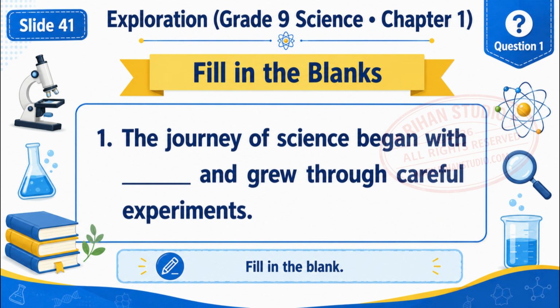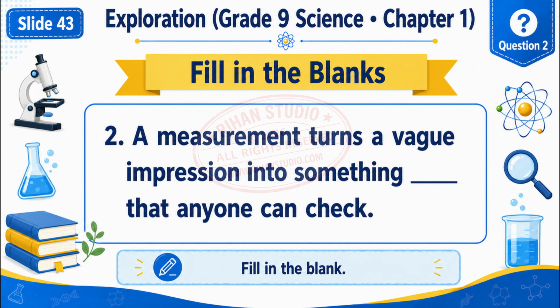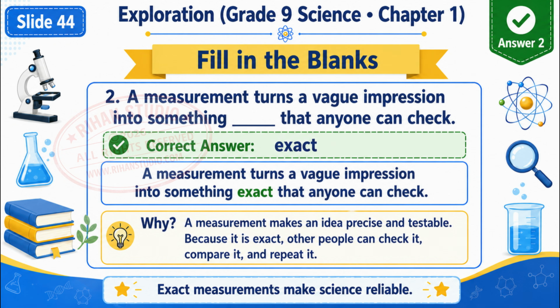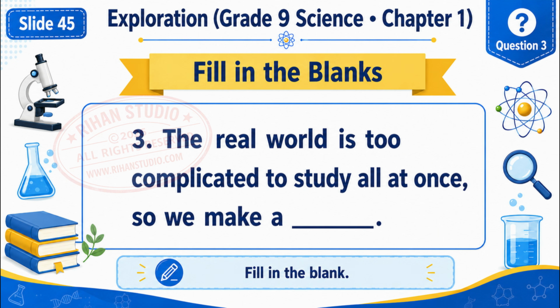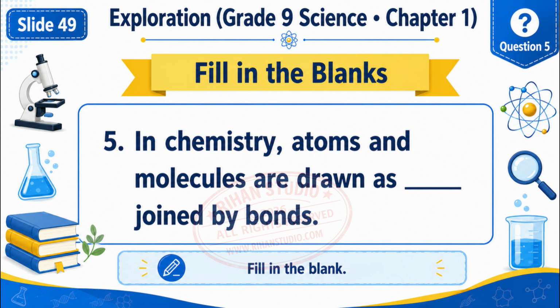Fill in the blanks. The journey of science began with wonder and grew through careful experiments. A measurement turns a vague impression into something exact that anyone can check. The real world is too complicated to study all at once, so we make a model. A good model is like a map; it helps precisely because it leaves things out.